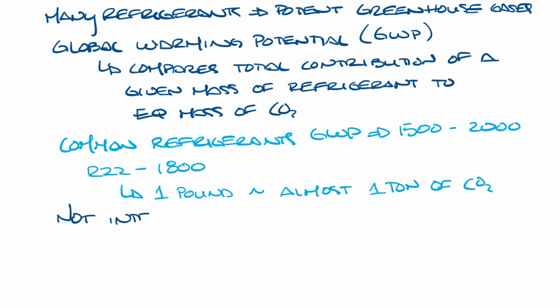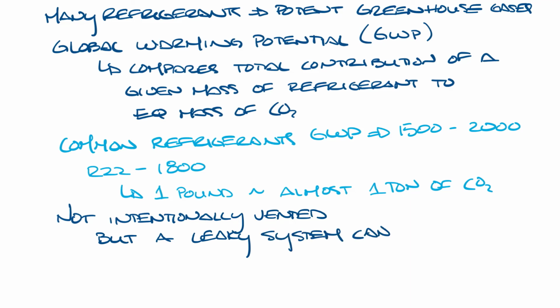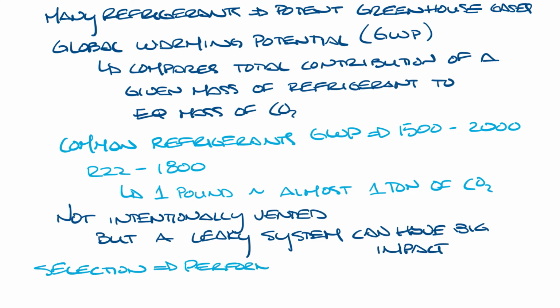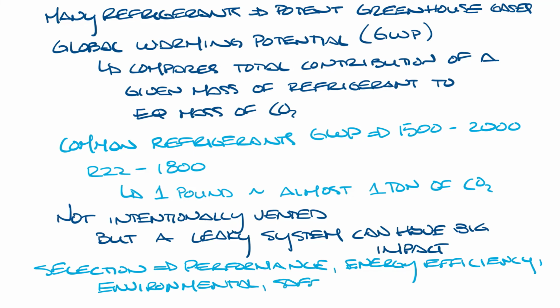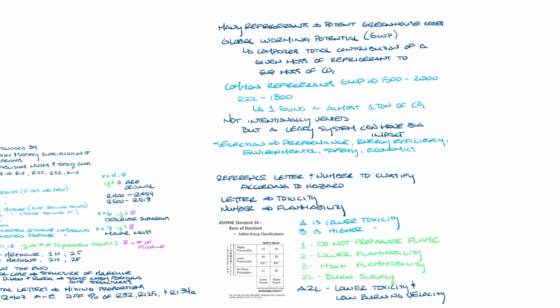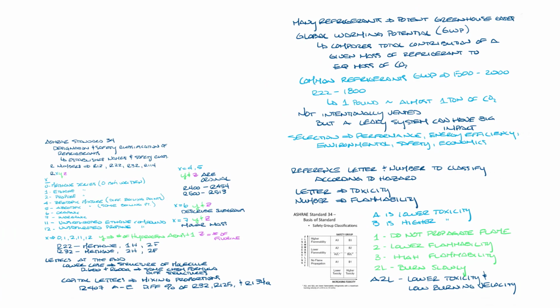While refrigerant systems are not intentionally vented to atmosphere, since refrigeration systems frequently require charges of hundreds of pounds of refrigerant, a leaky refrigerant system can have an immense effect on global warming. Selection of refrigerants and their systems must be based on a complete analysis, including their performance and energy efficiency, but also environmental impacts, employee and public safety, and economic considerations. We'll go into the issues, concerns, phase-outs, and more in future videos. But for now, that's the basics of refrigerants, numbers, classifications, and GWP.